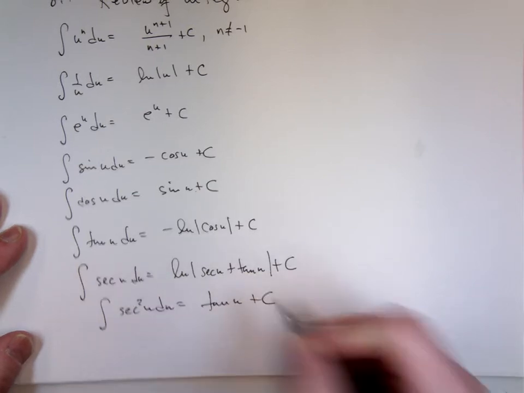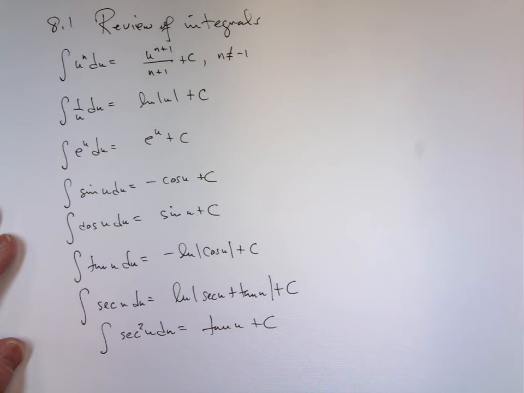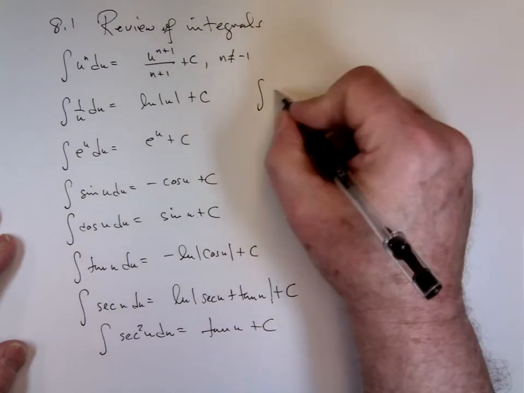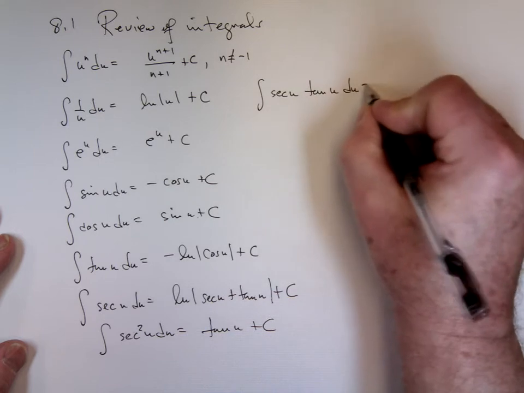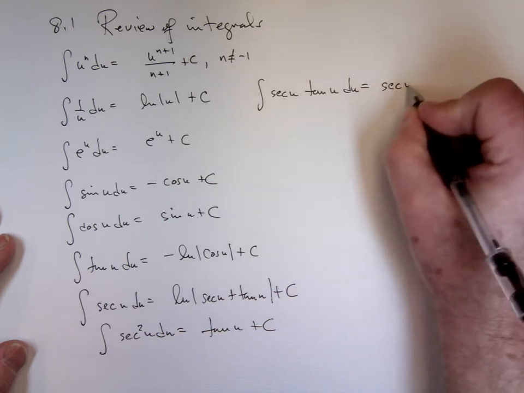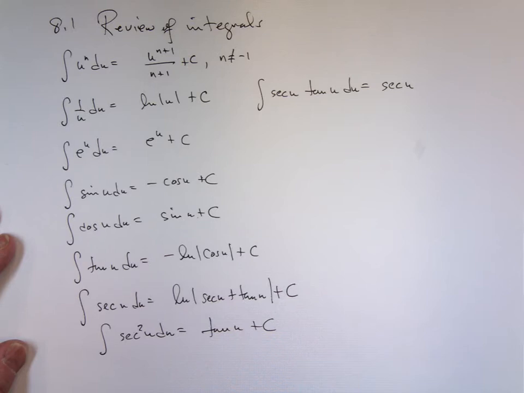Can you see that? The integral of secant u tangent u is secant. And I got to tell you, we're going to use all these. Not so much today, although we're going to start with sines. We're going to do sines and cosines today, but next class, it's all trig stuff.